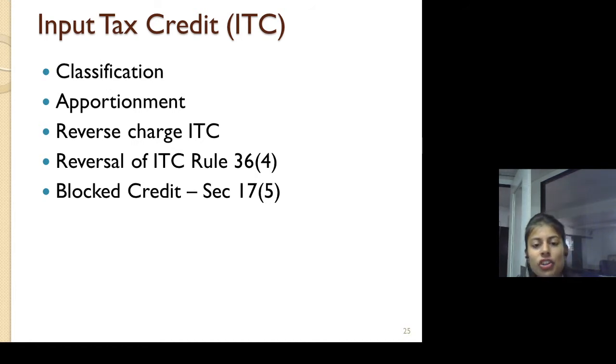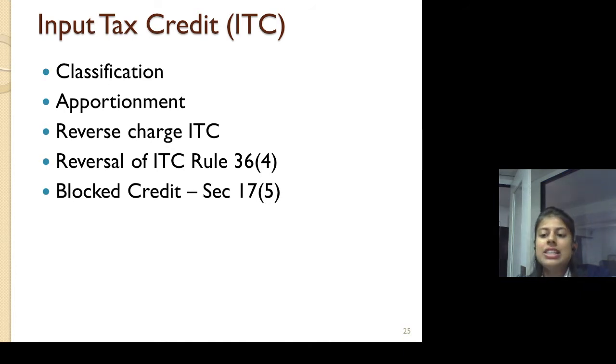After this, reversal of ITC, Rule 36.4. What is Rule 36.4? It was recently introduced in October 2019, that whatever ITC is reflected in my 2A. Let me take a minute to explain what 2A is. The way we file GSTR1, our vendors will also file GSTR1 and they will display our GST number on it. So, consolidating everything that has come under our GST number, that will form Form 2A.